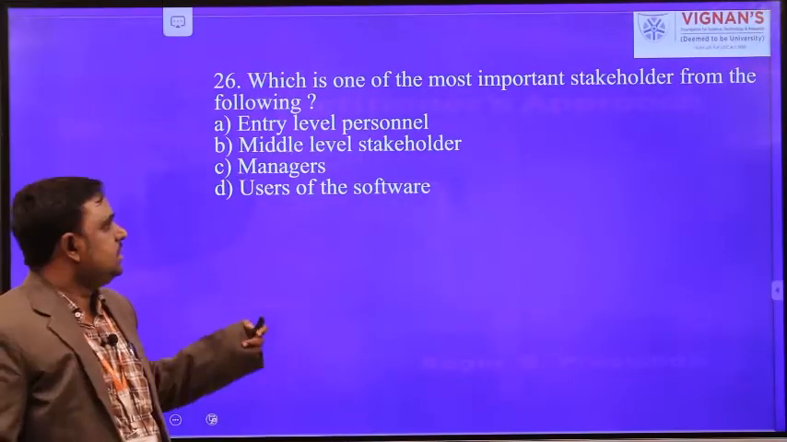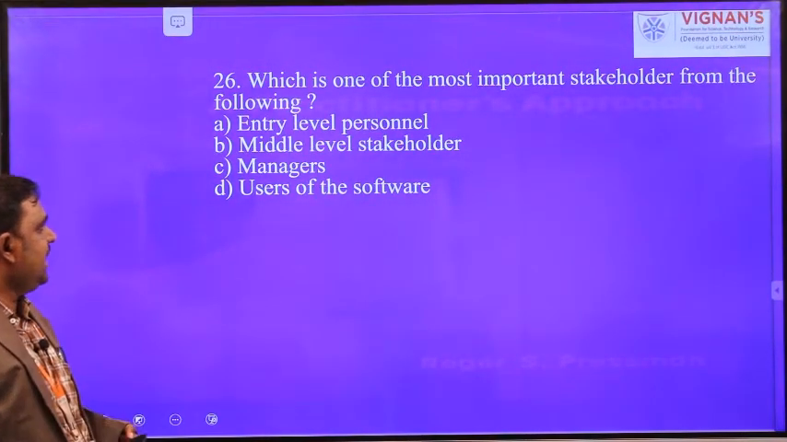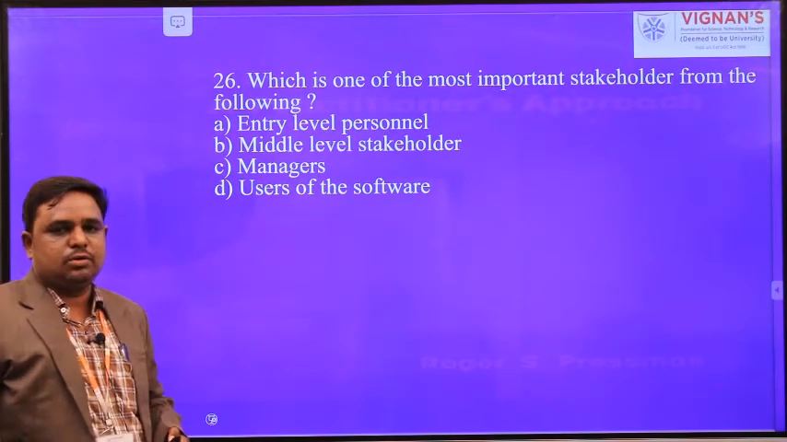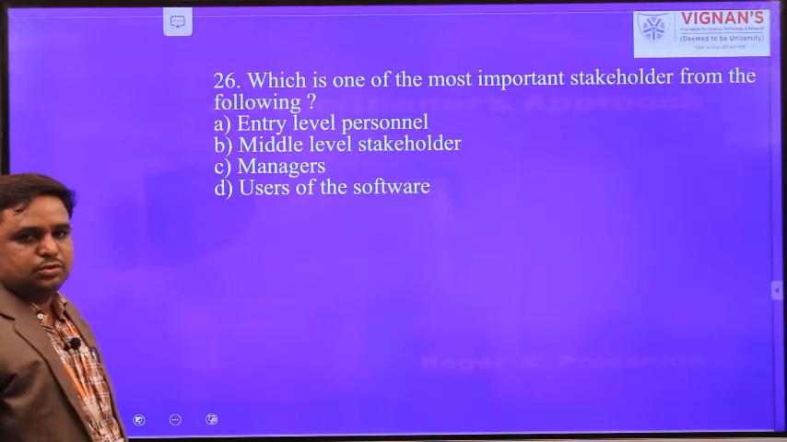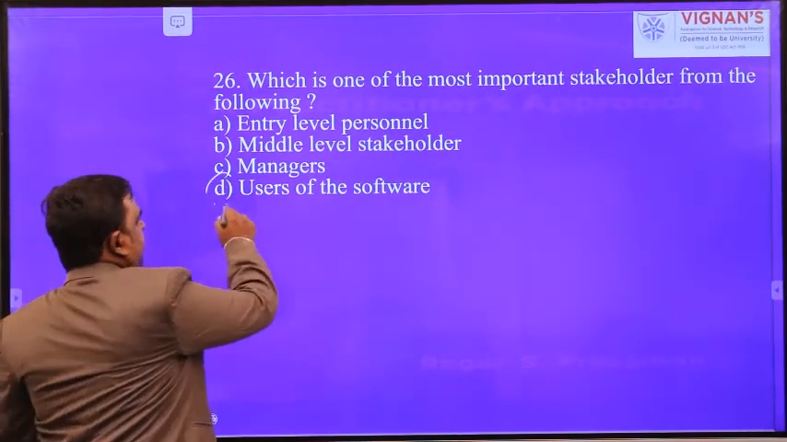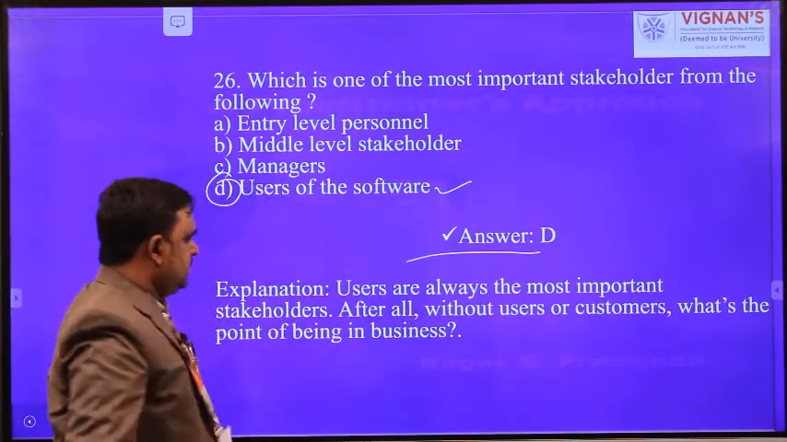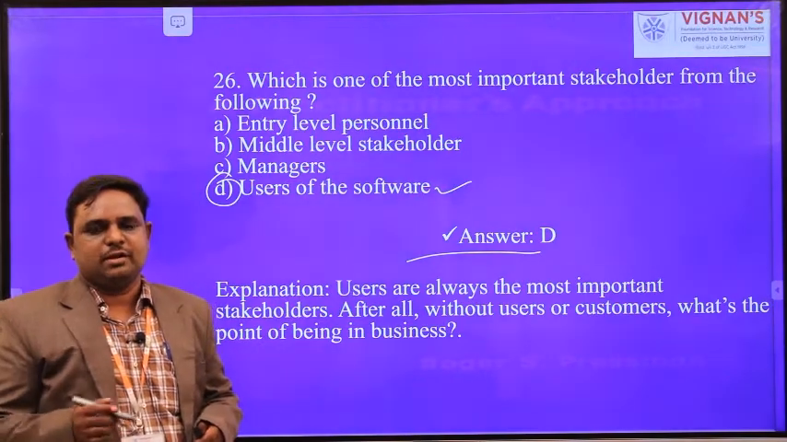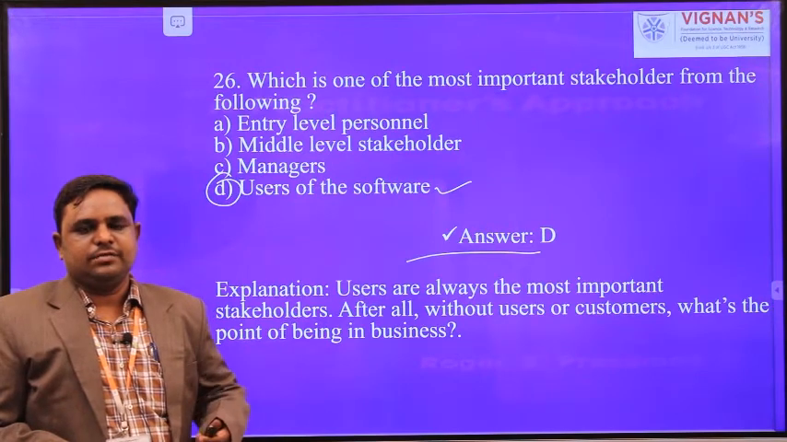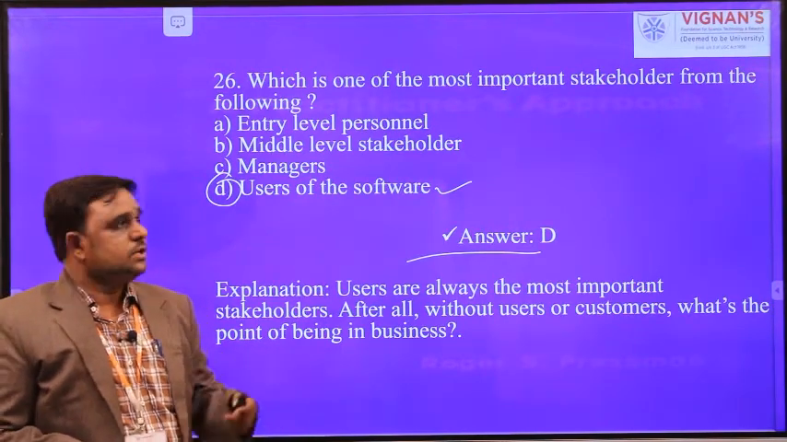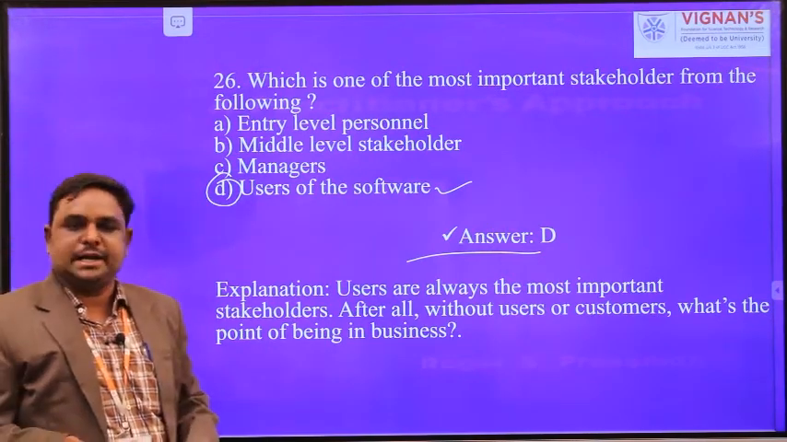Next question: which is one of the most important stakeholders from the following? Entry level personnel, middle level stakeholders, managers, and users of software. The answer is users of software, that is D. Users are very important for developing the business. Without users, that is without clients, there is no point in developing the business. We can also call users end users.